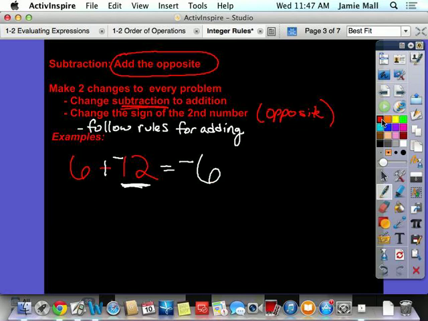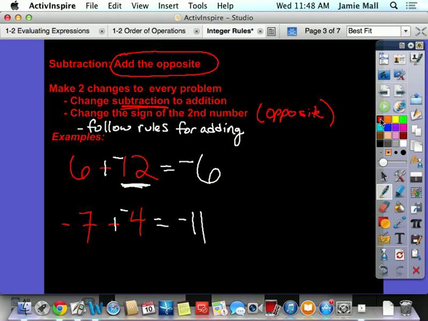All right, let's take a look at another example. Suppose I have something like negative 7 minus 4. Okay, negative 7 minus 4. I want to make sure that I show my two changes. So negative 7 minus 4 becomes negative 7 plus, and that 4 is now a negative, so it's negative 7 plus negative 4. Following my rules for addition, a negative plus a negative, I'm going to add those two values, and my answer turns out to be negative 11.